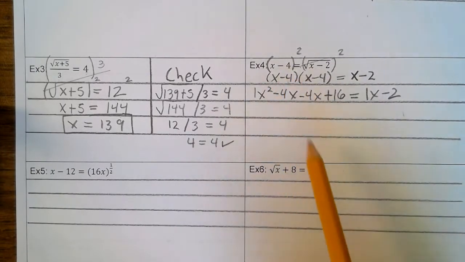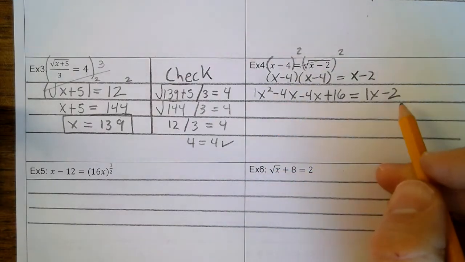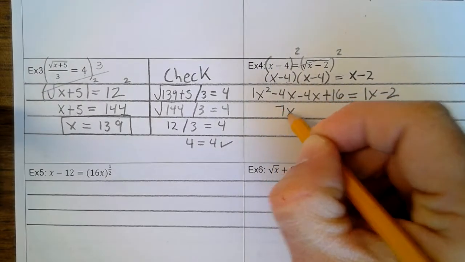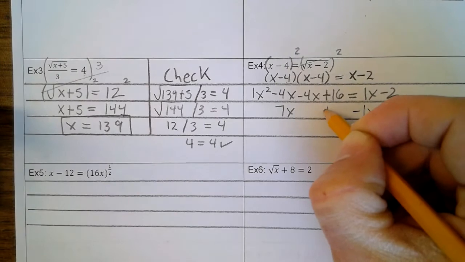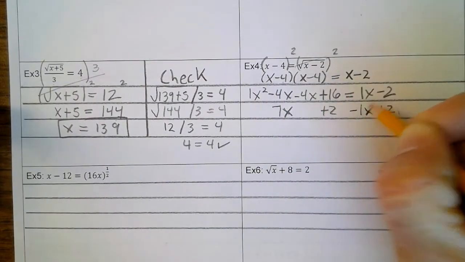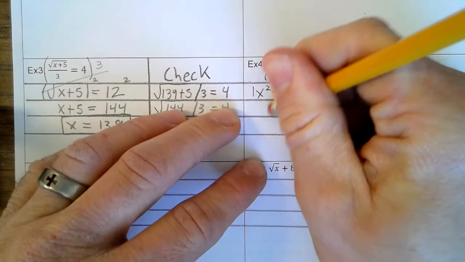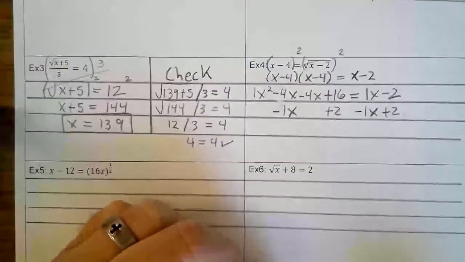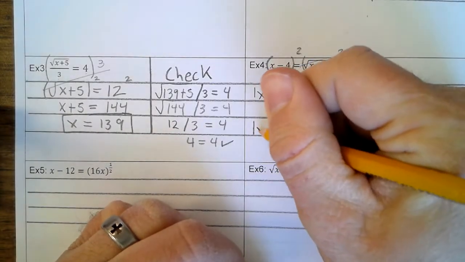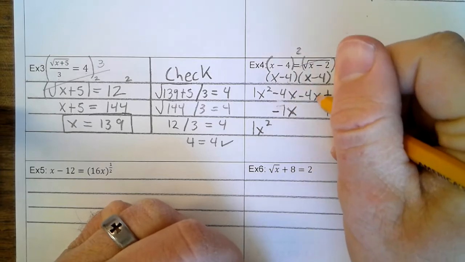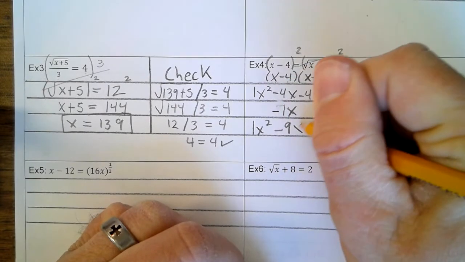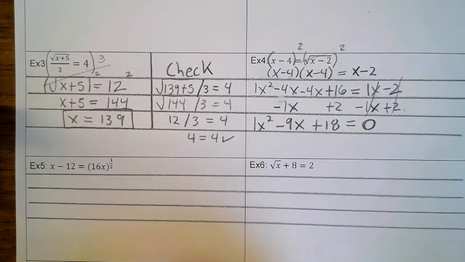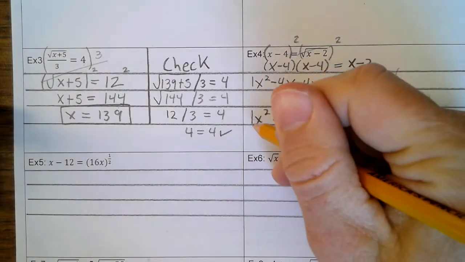So then next step is we're going to simplify and solve. I'm going to go and subtract 1x from both sides and add 2 to both sides. Notice that I put the x with the x's and the 2 with the number. So that becomes 0. You get 1x squared minus 9x plus 18 equals 0. And so then you want to factor. And I think we need one more line here.